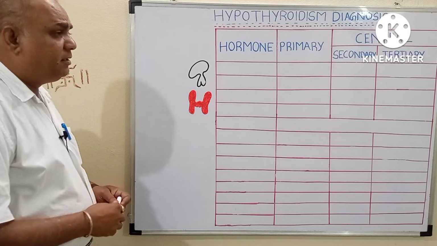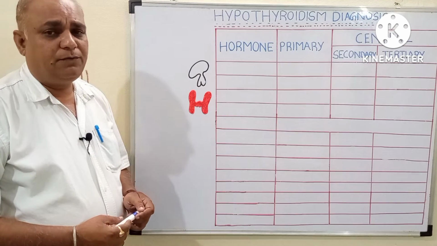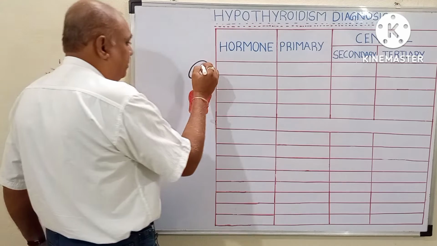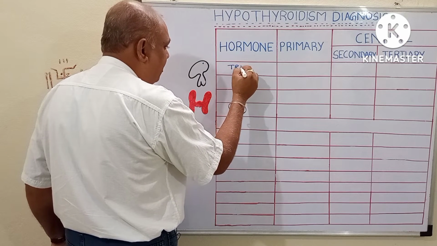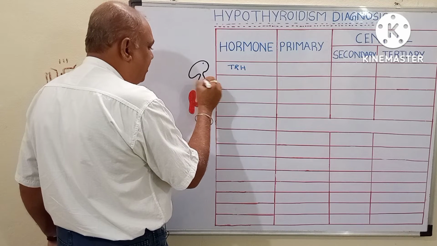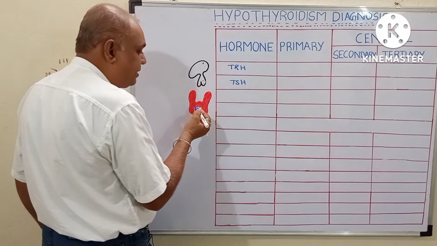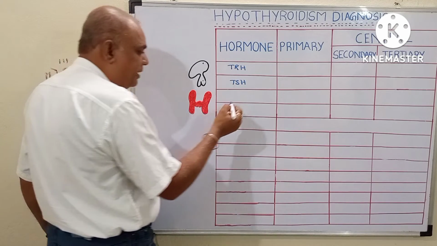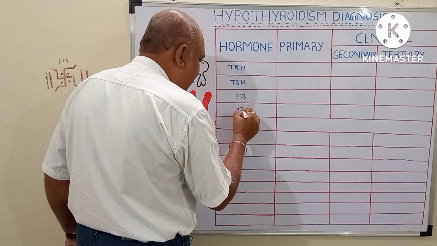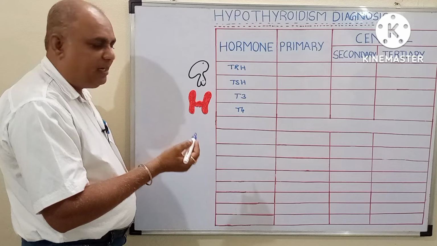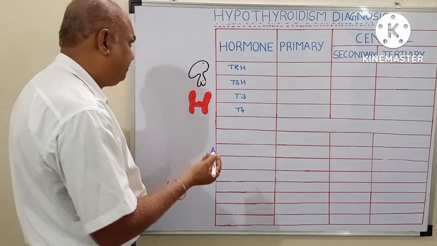Before proceeding further with hypothyroidism diagnosis, let's quickly review the thyroid hormone formation. In the hypothalamus, thyrotropin releasing hormone secretion takes place, and in the anterior pituitary, thyroid stimulating hormone is secreted, whereupon the thyroid gland secretes T3 and T4. We call T3 triiodothyronine and T4 tetraiodothyronine or thyroxine.